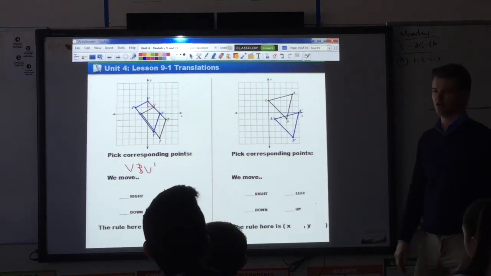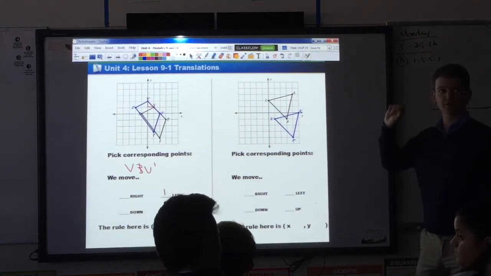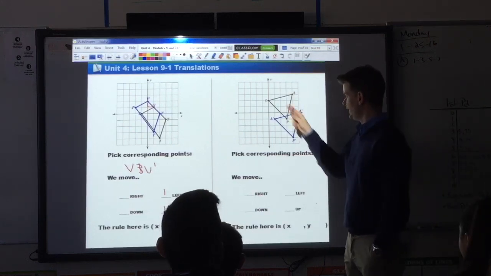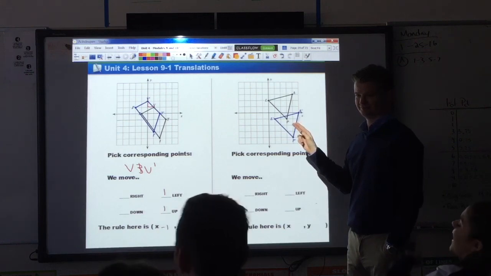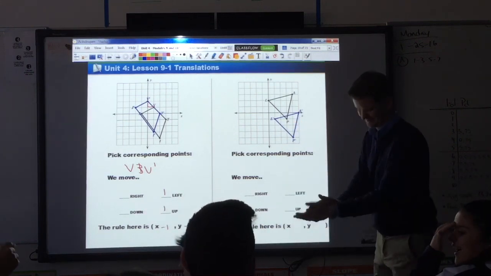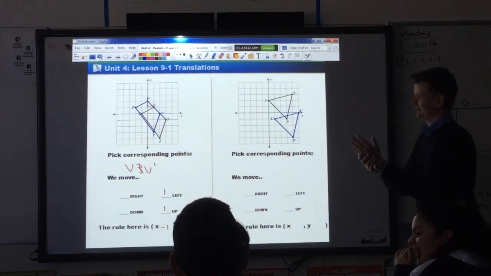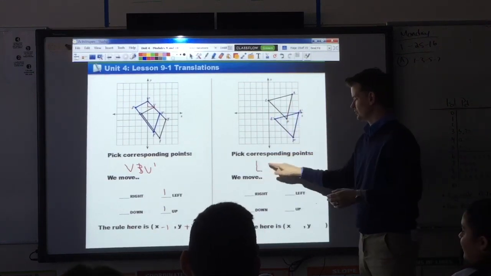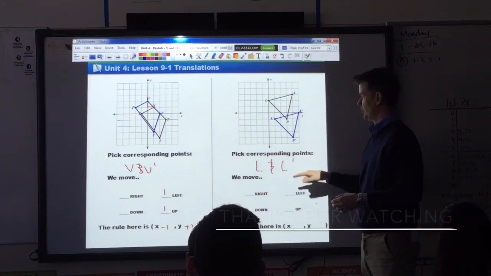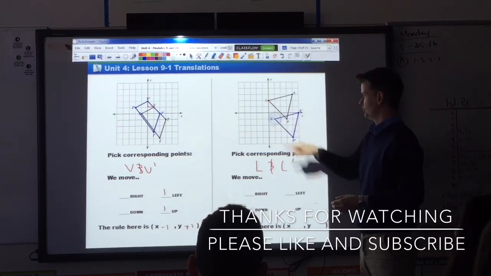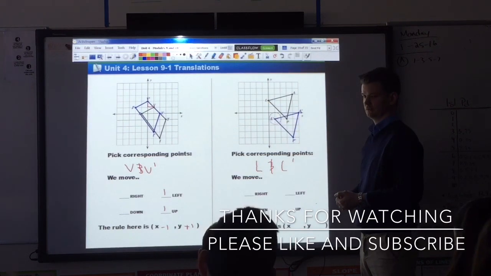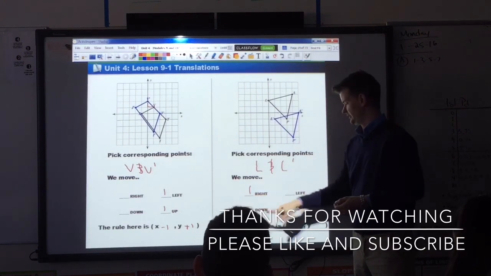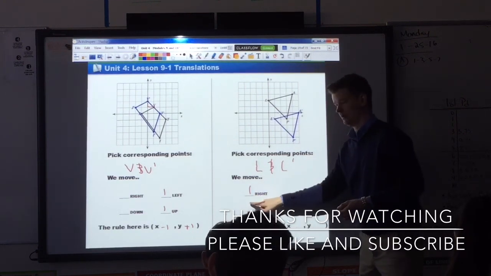Last one here, Juan. Corresponding points, give them to me, let's go. What do you got? There's not even an X in that one. L. Okay, so L corresponds to what? L prime. So to get from L to L prime, we have to go left to right. You gotta go right. How many spots? 1. And then up or down? Down. Down, how many? 3.